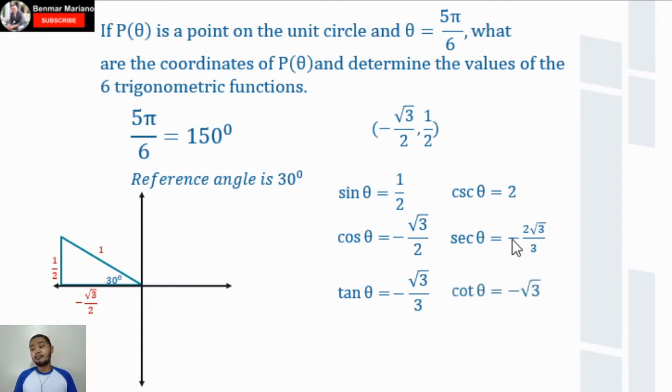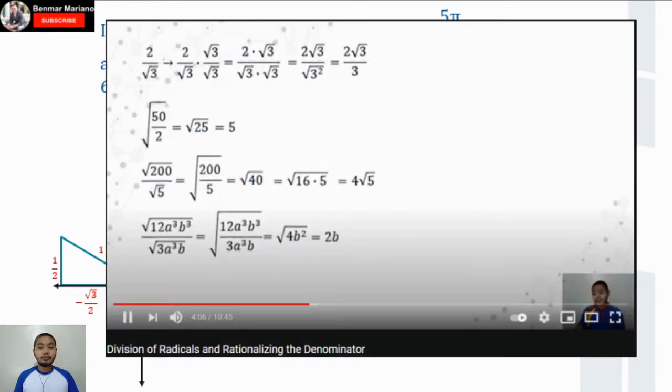So we will get negative square root of 3. Okay? So in rationalizing, if in case you forgot how to do rationalization, or rationalizing the denominator, you may watch the video that I've uploaded about that topic. Okay? Let us proceed to the next example.